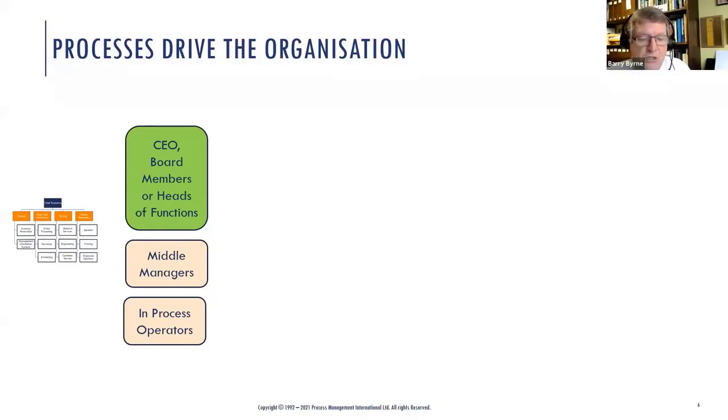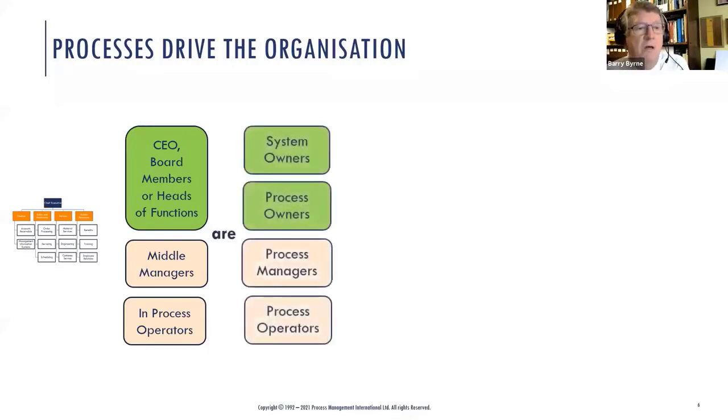So business roles, system and process roles are interchangeable. So the hierarchical roles we've just seen also transfer over and are interchangeable with the business roles that we're used to. So the CEO, members of the board, heads of function, and so on are typically classified as system owners and process owners, whereas middle managers and in-process operators typically would be described as process managers and process operators.